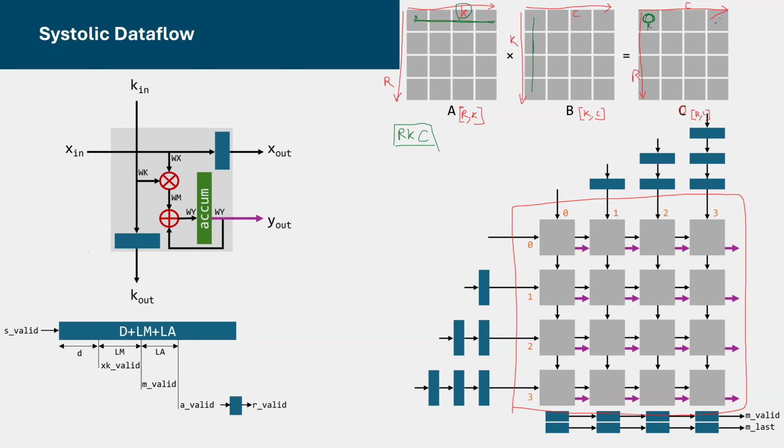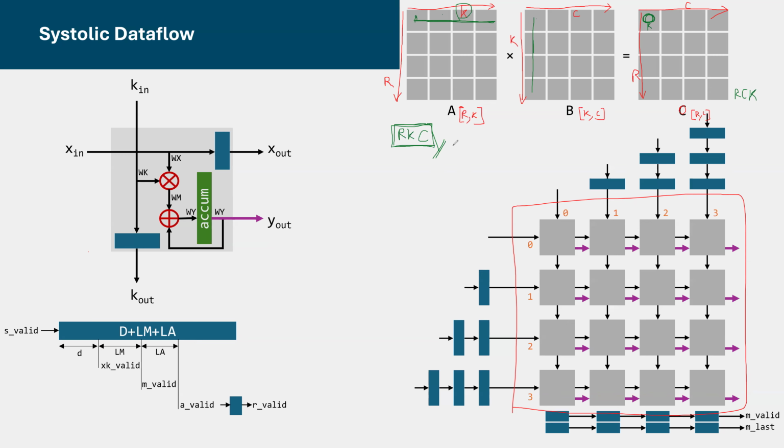How many such elements are there? You have R into C such elements, R rows and C columns in the output matrix. So you have R into C such elements, and each element needs K multiplications. So totally you need RKC multiplications.